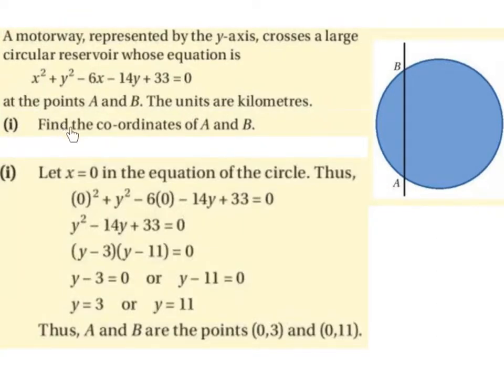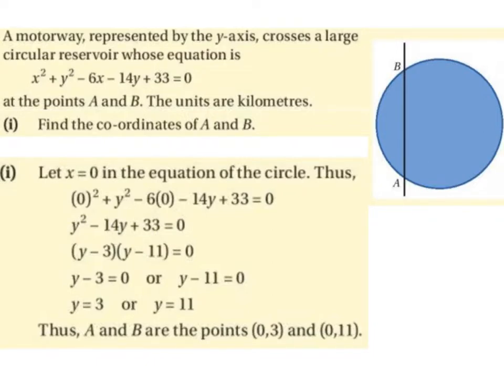So part 1, find the coordinates of A and B. So point A and point B, the points of intersection of the y-axis and the circle. So we're going to let x equal to 0 in the equation of the circle, because at both of these points we would have an x value of 0, so we just need to find the y values. So we end up getting 0 squared plus y squared minus 6 times 0 minus 14y plus 33, which simplifies to y squared minus 14y plus 33 is equal to 0.